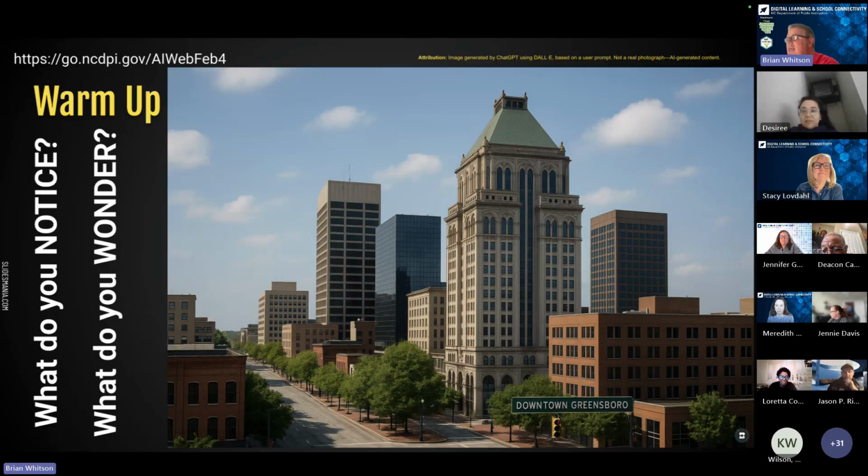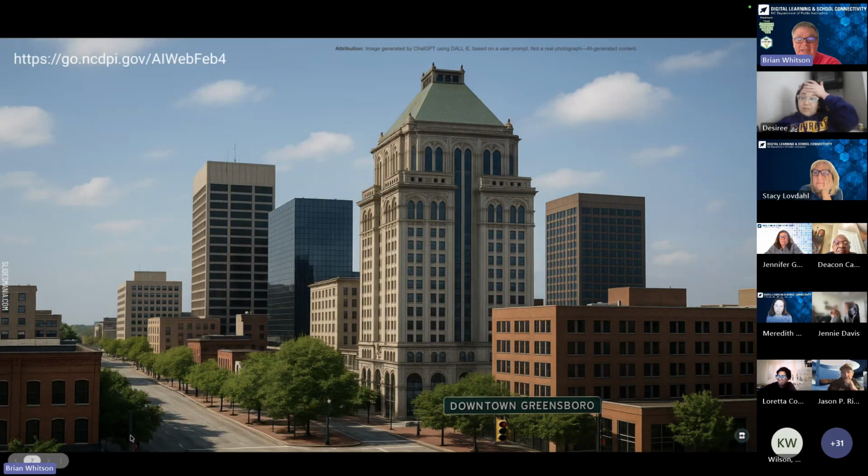Very good. And so this activity is designed just to let students look and see, what do they notice, what do they wonder. We can do this with any image. All I did was take a Gen AI generator, and I used ChatGPT, and I just asked it to create an image of downtown Greensboro, North Carolina.